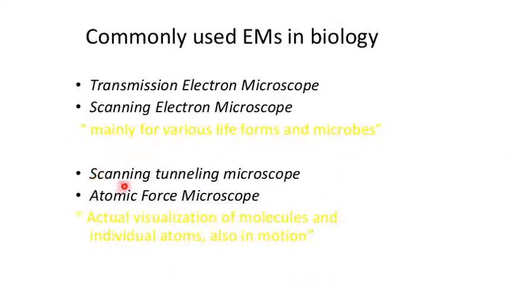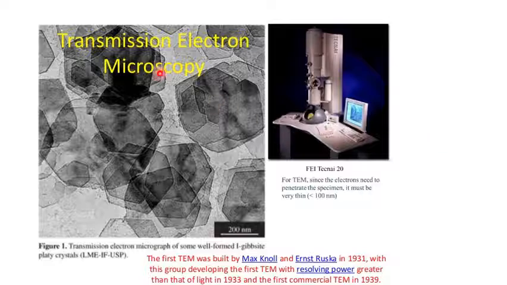And there are other types of microscopes, that is the scanning tunneling microscope and the atomic force microscope, in which actual visualization of molecules and individual atoms, also in motion, is possible. We can see atoms in motion, molecules in motion, with the help of the scanning tunneling microscope and atomic force microscope. So first of all, we will study in detail the TEM, that is transmission electron microscopy.